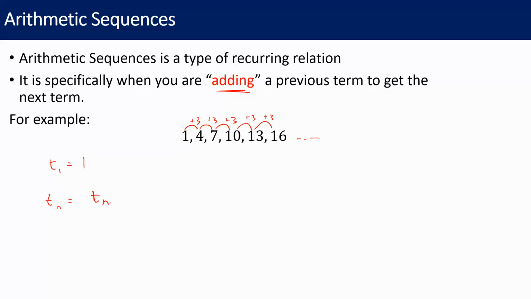Tn minus 1. So this is now a previous term. What am I doing to the previous term? Adding 3. See, this is a recurring thing. Okay? So this is called the recurring term. What you just described before, which is what I want you to work to, is writing an infinite sequence.